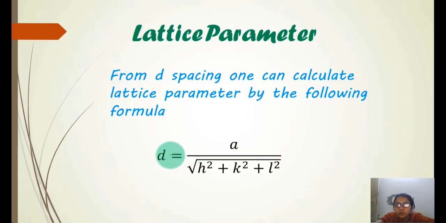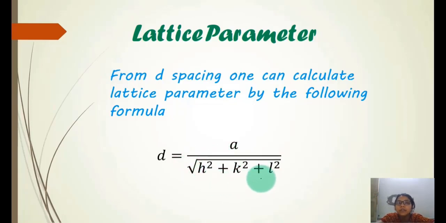Next, if we know this interplanar spacing, then for a simple cubic lattice you can calculate the lattice parameter also. Here d is the interplanar spacing, a is the lattice parameter, and h, k, l are the Miller indices of the crystal. So from the X-ray experiment you get the interplanar spacing, and the Miller indices of the crystal can be known from the diffraction pattern.